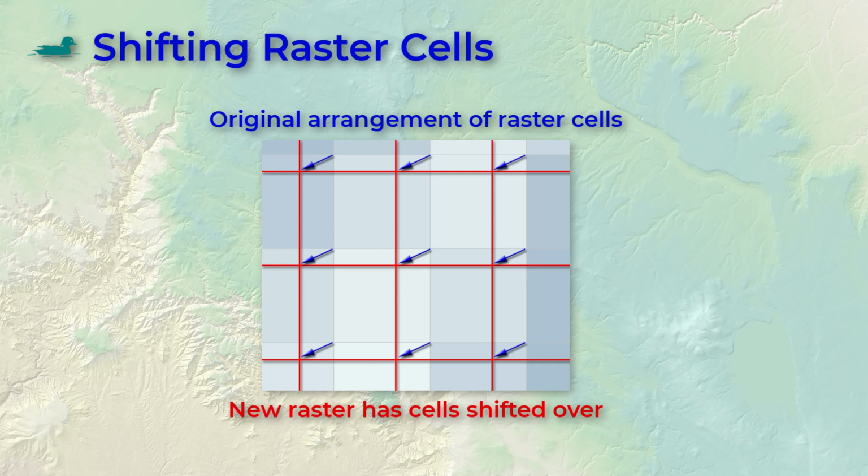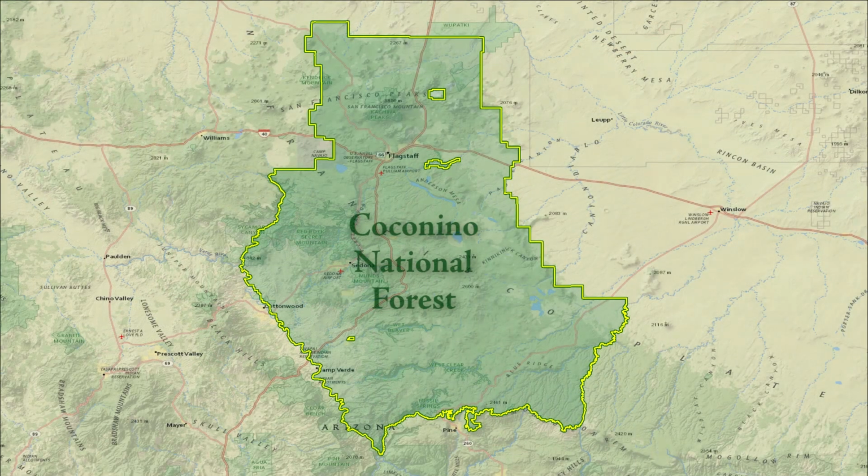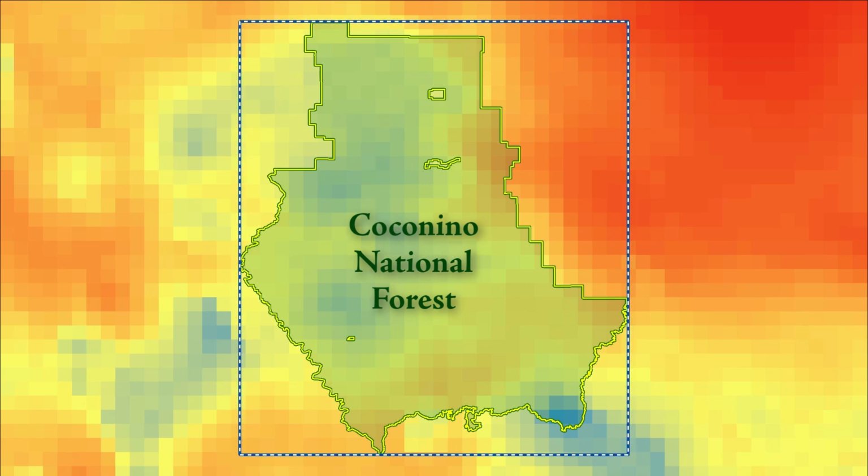The deal is that when these raster tools run, they produce a new raster, and they have to decide where the origin point of that new raster is. In this example, I have a raster of some climate data, and I have a polygon boundary of the Coconino National Forest, and I want to analyze the climate data within the Coconino. My analysis tool is going to produce a new raster that's clipped to the boundary of the forest.